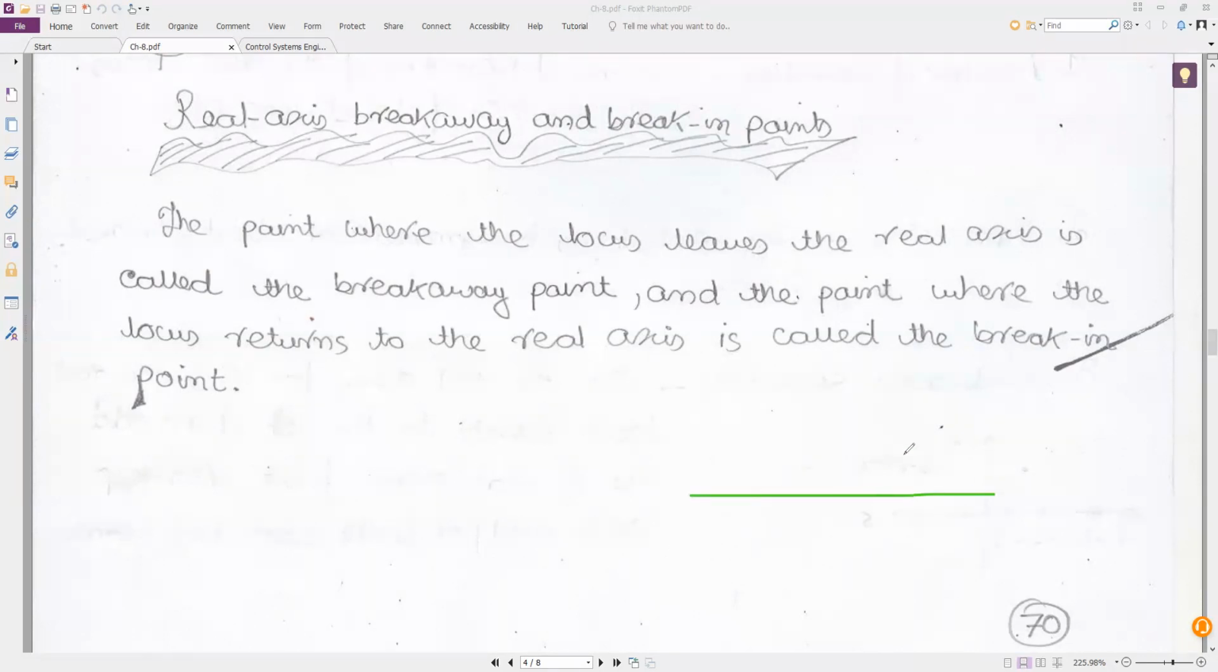So if we consider something like that, these are the poles.